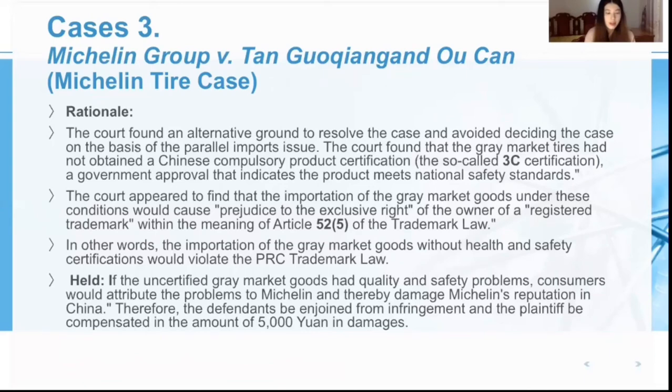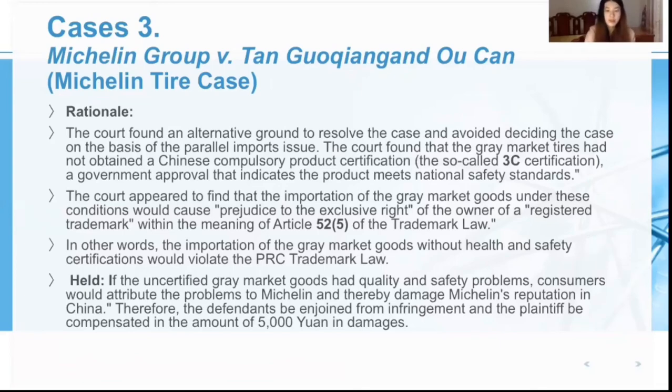The court found that the grey market tire had not obtained the Chinese compulsory product certification, a government approval that indicates that the product meets national safety standards. The court held that if the uncertified grey market goods had quality and safety problems, consumers would attribute the problems to Michelin and thereby damage Michelin's reputation in China.